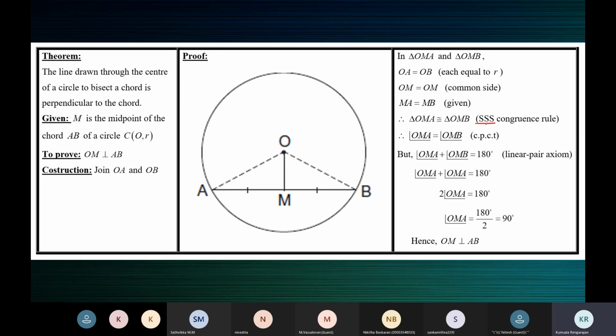You can see that the triangles are congruent by SSS congruence rule. So CPCTC, angle OMA is equal to angle OMB. But angle OMA plus angle OMB is equal to 180. They are equal angles and they are supplementary. So you get angle OMA is 90 degrees, which means OM is perpendicular to AB. Take a screenshot, children.